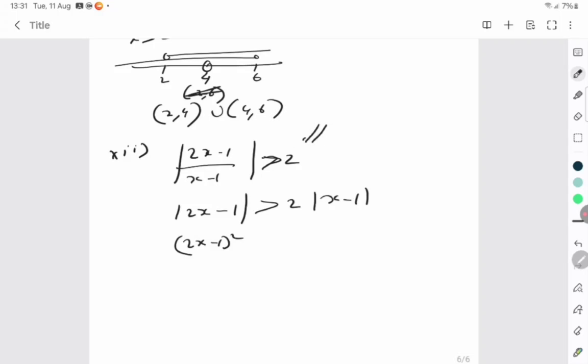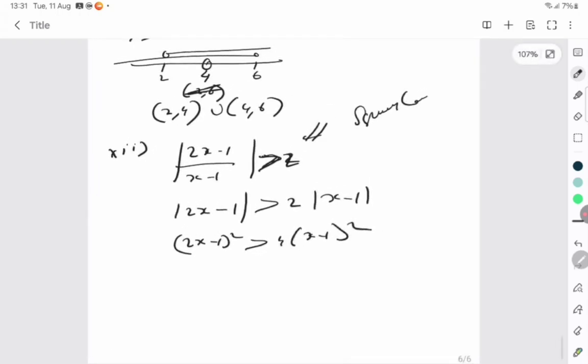Why? Because squaring both sides can be done only if it's greater than 2, or any only positive numbers, because in that case even when you square, it's only positive numbers. 4 into x minus 1 the whole square, just do that.